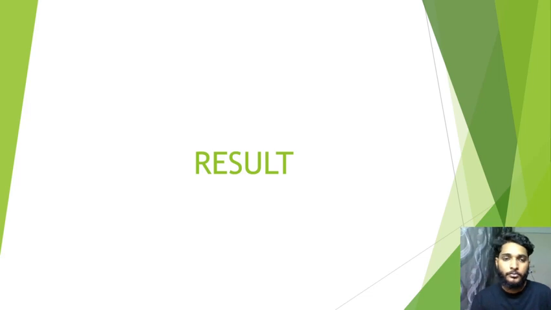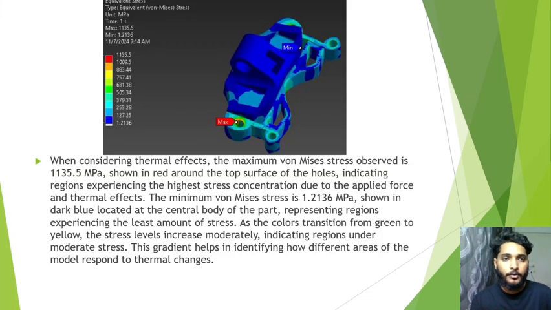So let's go to the results. First is the equivalent stress. When considering thermal effect, the maximum von Mises stress observed is 1135.5 MPa. As shown in the diagram, it is right around the top surface of the hole, indicating the region that experiences the highest stress, concentrated due to the applied force and thermal effect.